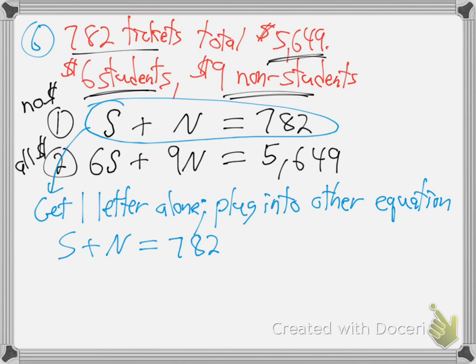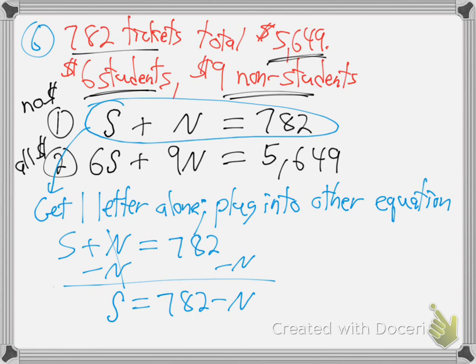So how do I get one of the letters alone? I'm going to subtract N from both sides, doing the same thing to both sides of the equation. So S is 782 minus N. Remember that? And then I'll take that, 782 minus N.